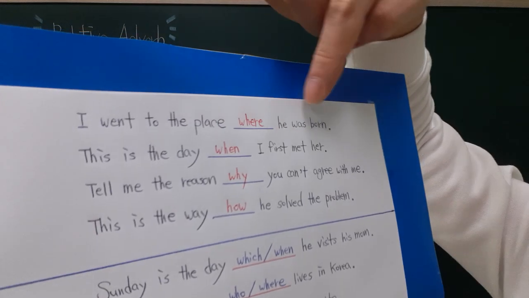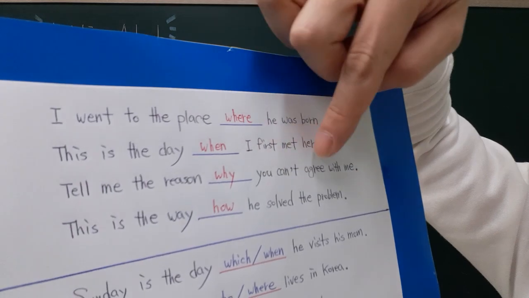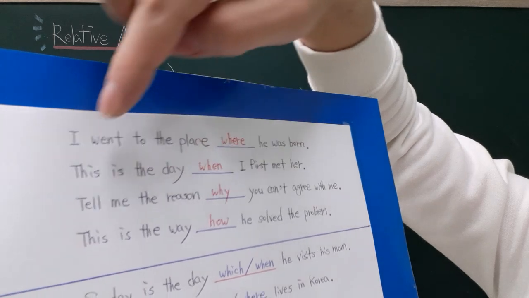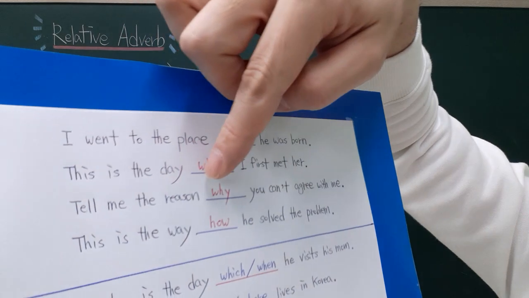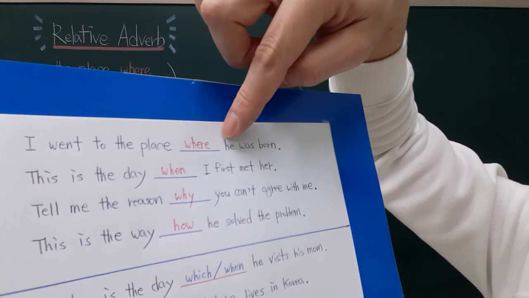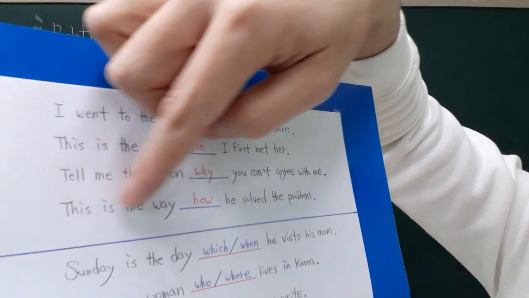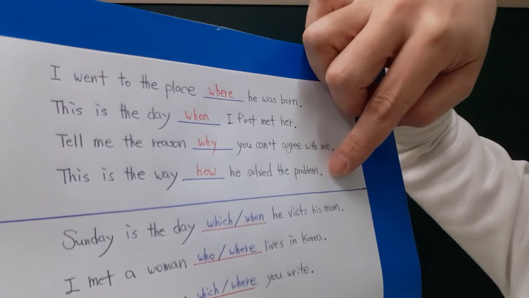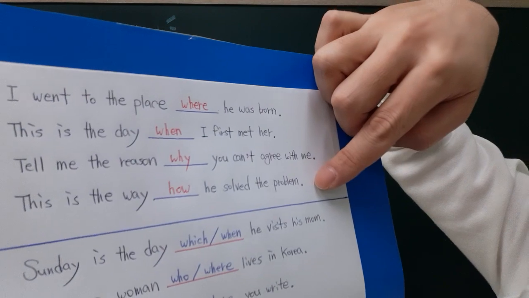I went to the place where he was born. This is the day when I first met her. Tell me the reason why you can agree with me. This is the way how he solved the problem. But the first three sentences are correct, while the last one, this is the way how he solved the problem, is wrong. This sentence is incorrect.